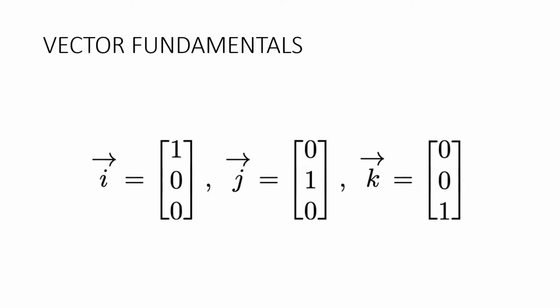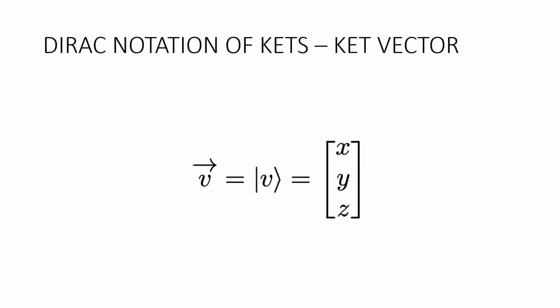Let us discuss some aspects of vectors. Here i, j, k are unit vectors along the x, y and z axis. i can be written as (1, 0, 0), j as (0, 1, 0), k as (0, 0, 1). We will discuss Dirac notation of kets, that is the ket vector.